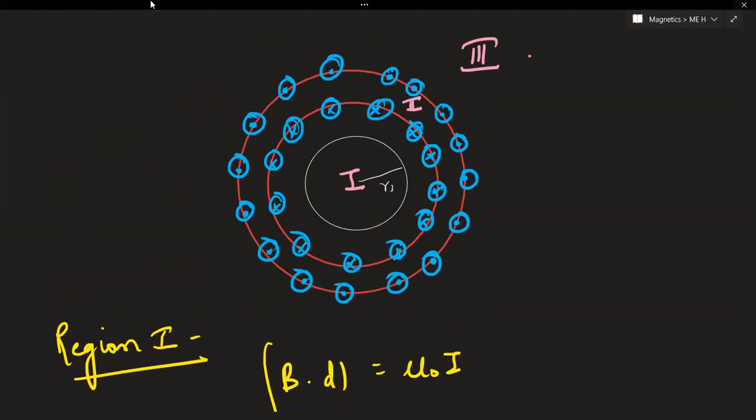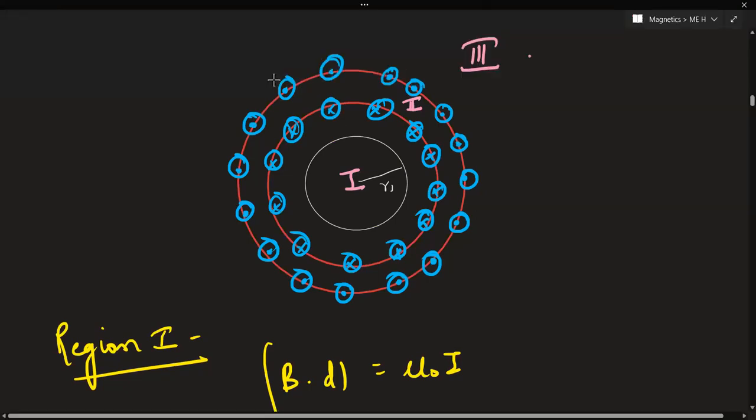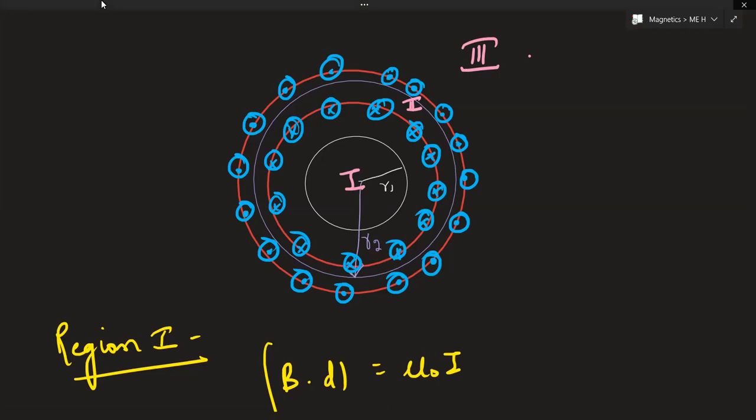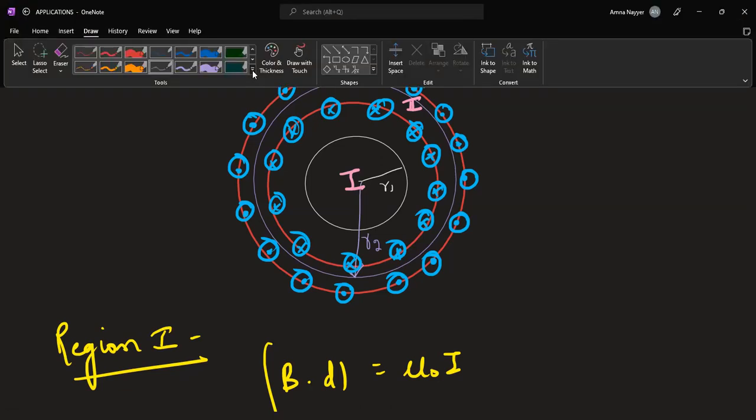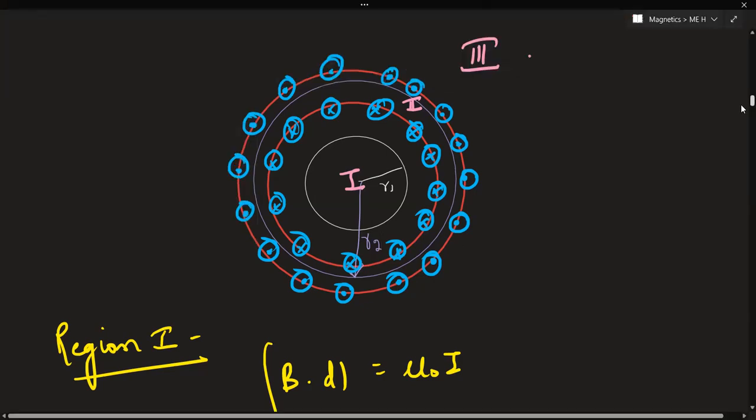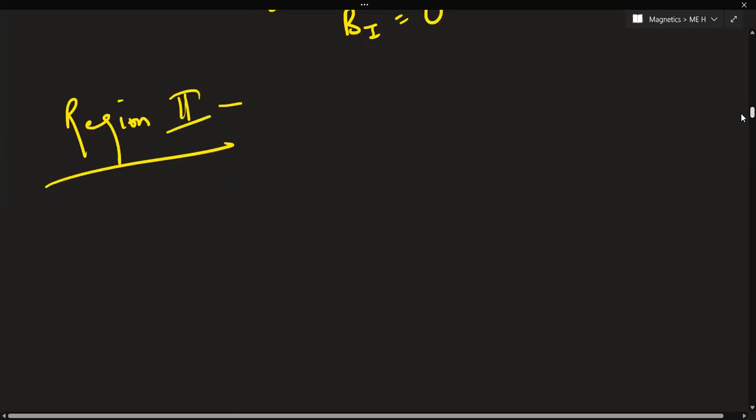Now we'll choose an Amperian loop within this. This is the Amperian loop that we'll choose. R2 is the radius. This is the Amperian loop for the second region. Fine. Now I have to write the integral of B dot dl equal to mu naught I.